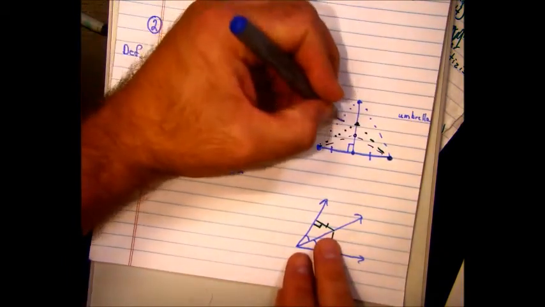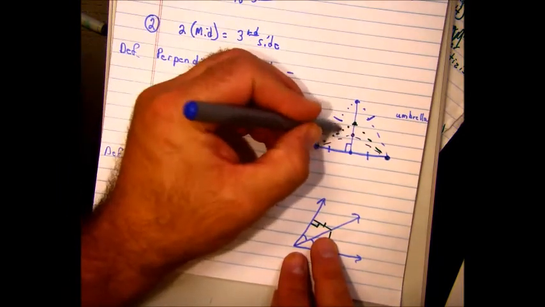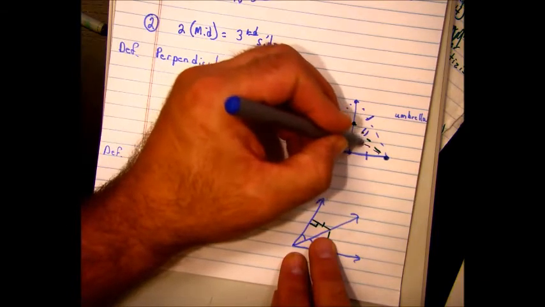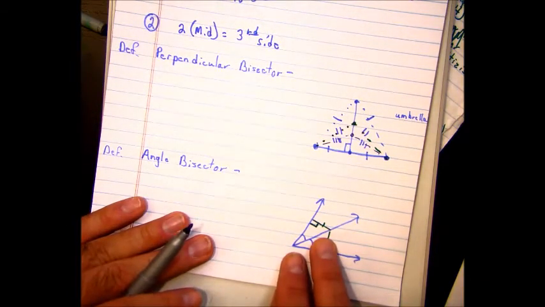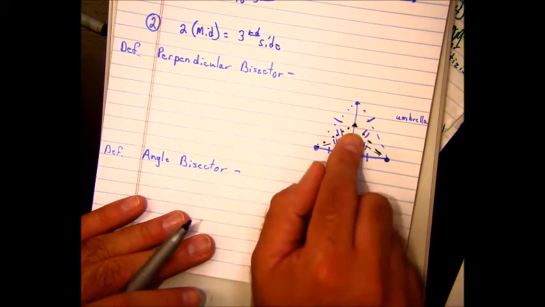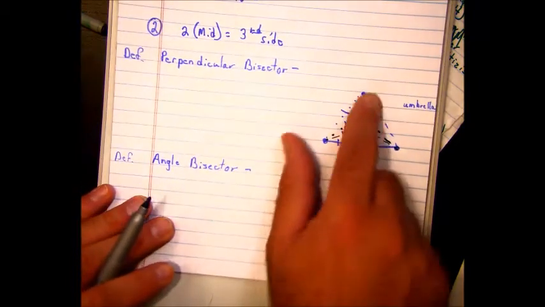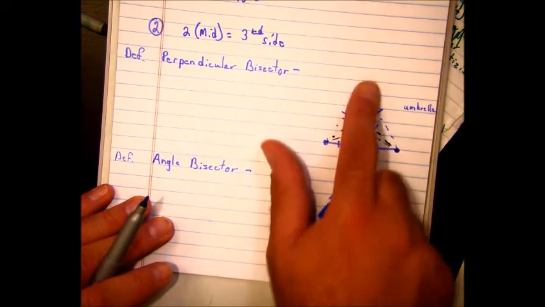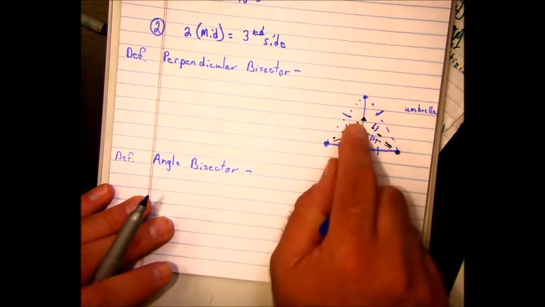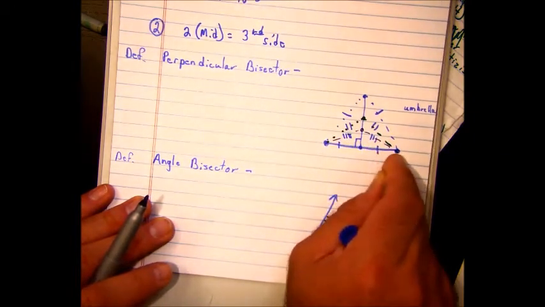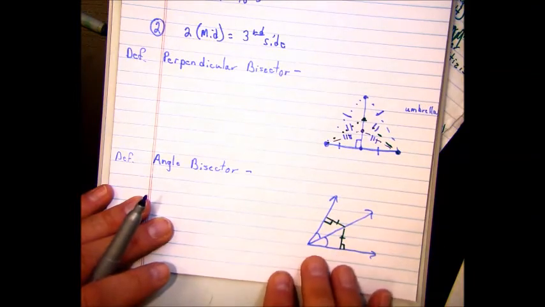So that means this distance and this distance are congruent, this distance and this distance are congruent, this distance and this distance would be congruent. Okay, because they're coming from the same point on the perpendicular bisector. So that's the rule that works with perpendicular bisectors. That when you have a perpendicular bisector, any point on that perpendicular bisector will always be the same distance to the endpoints of the segment being bisected.